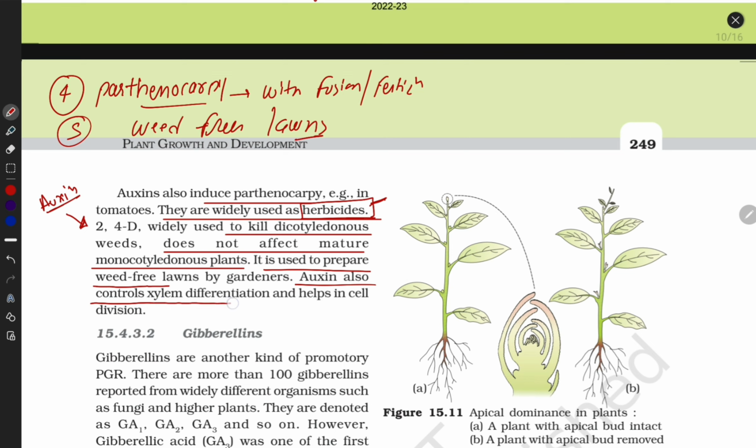Auxin also controls xylem differentiation and helps in cell division. The sixth function is that they promote cell division. The next function is that they promote xylem formation.